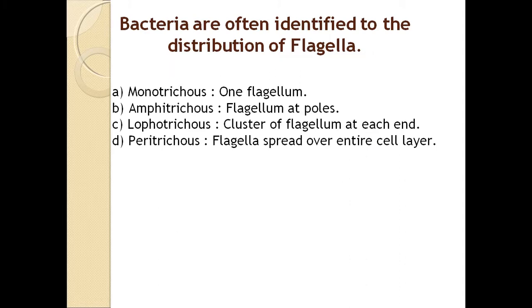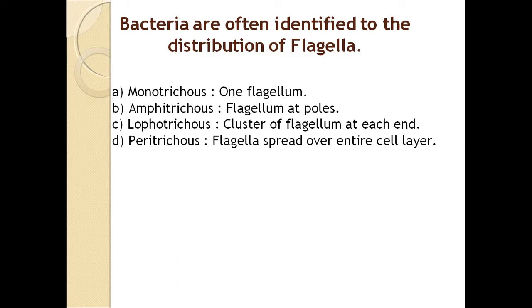Bacteria are often identified by the distribution of flagella. Flagella we have seen in the structure of the prokaryote. The function of flagella is to help in movement of the bacteria or the prokaryotic cell. Locomotion is the main function of the flagella. Different types of flagella: based on the distribution of flagella, bacteria are identified as monotrichous if only one flagellum is present on the bacteria.